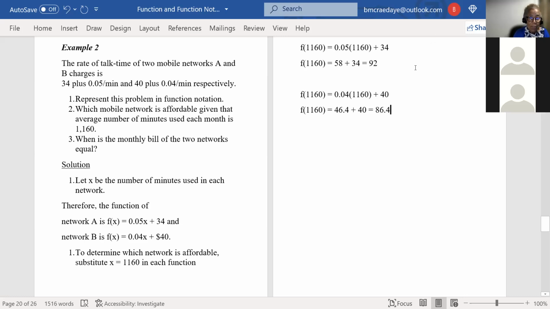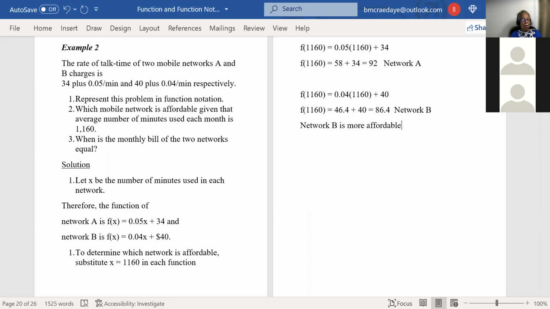Okay, so this was network A. And this was network B. So the one that's more affordable would be the one that costs less. So B is less than A. So we can conclude network B is more affordable because it costs us less than network A.